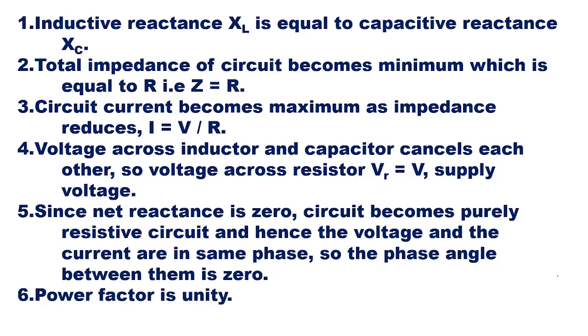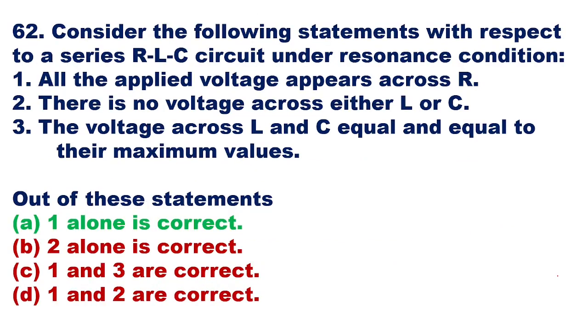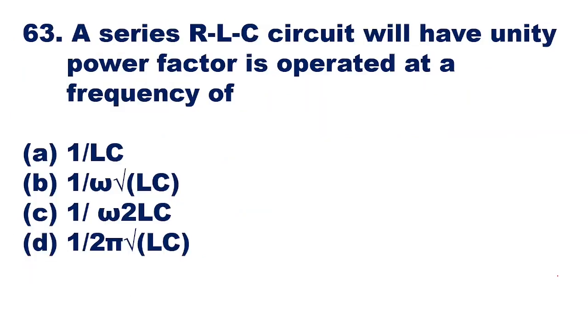Since net reactance is zero, circuit becomes purely resistive circuit and hence the voltage and the current are in the same phase. So the phase angle between them is 0, and because the phase angle between voltage and current is 0, cos 0 is equal to 1. So power factor is unity. So here, as we have seen earlier, option A, that is the first statement, all the applied voltage appears across R, is correct. Then we'll go to the next question.